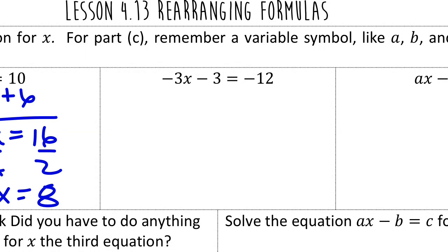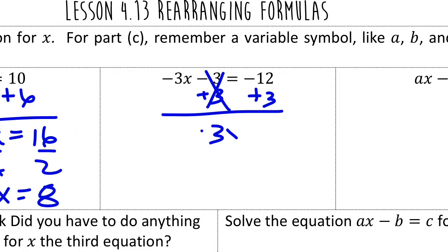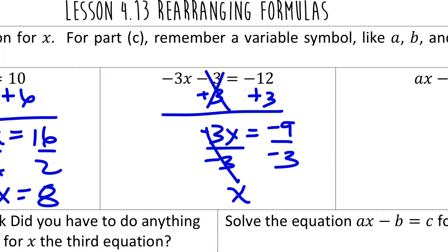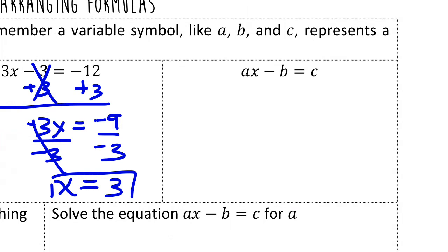So here, again, I want to get rid of this number first, and I want to get rid of this number last. So I'm going to add 3 to both sides. That cancels out. We get negative 3x is equal to, if I have 12 negatives and 3 positives, that leaves me with 9 negatives. Divide both sides by negative 3. We find x is a positive 3. So again, recap, I added the same number to both sides, and then I divided each side by the same number. Okay. Now let's take a look at our last problem.